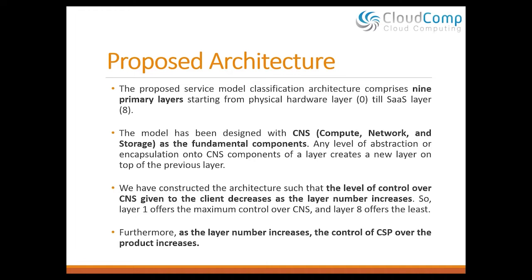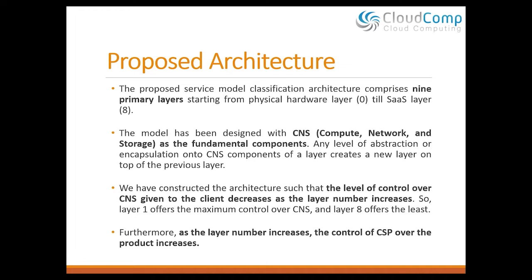This model has been designed with fundamental components classified as compute, network, and storage, and any level of abstraction or encapsulation onto a CNS component of a layer will create a new layer on top of the previous layer. We have constructed the architecture such that the level of control over CNS given to a client will decrease as the layer increases. Layer 1 offers the maximum control over CNS, and layer 8 has the least control over the CNS.